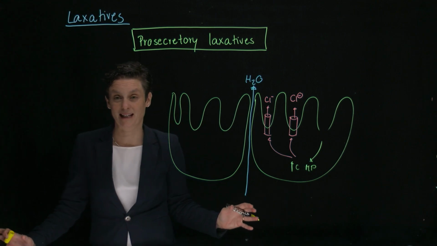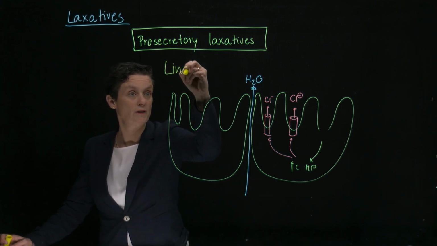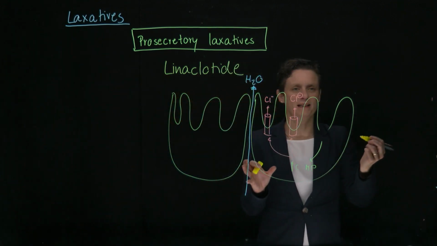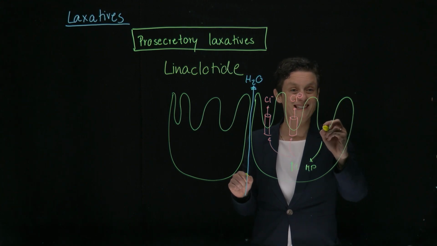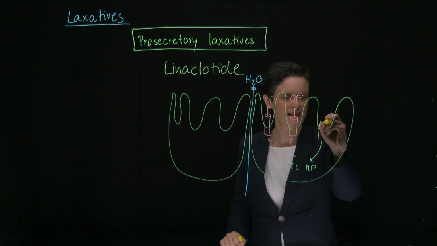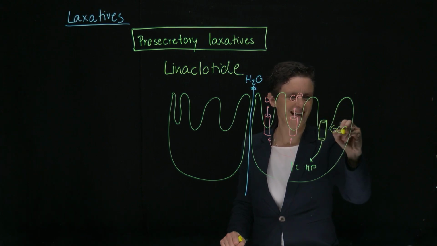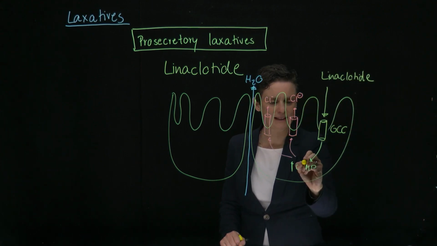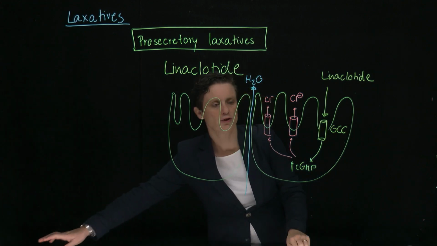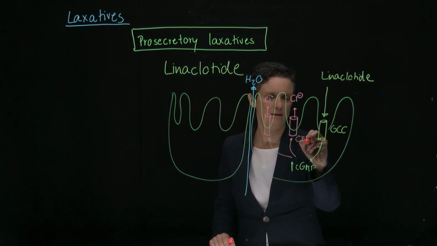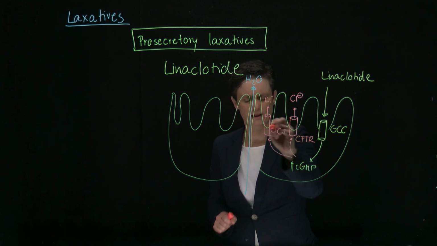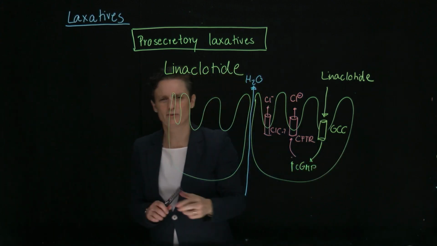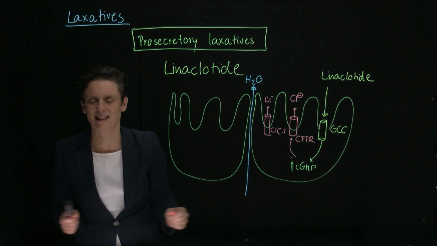And then there's another one that acts similarly. That's called linaclotide. That has nothing to do with prostaglandins, but it activates guanylyl cyclase. So it's a guanylyl cyclase activator. And this is going to increase cyclic GMP. And cyclic GMP also activates the CFTR, but not the ClC-2, this other chloride channel. So it's only activating the CFTR, but it really doesn't matter. You get more chloride, you get more water, and that's about it.